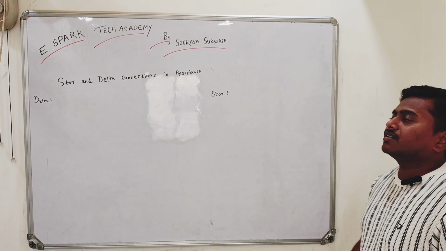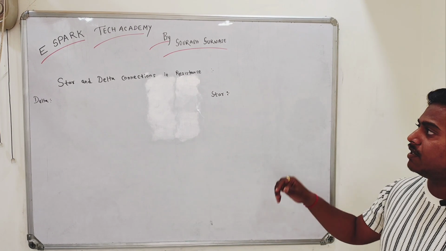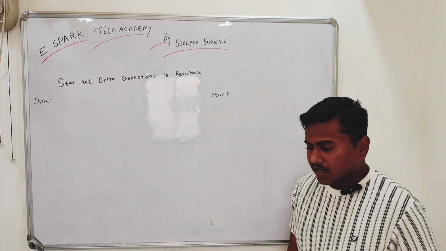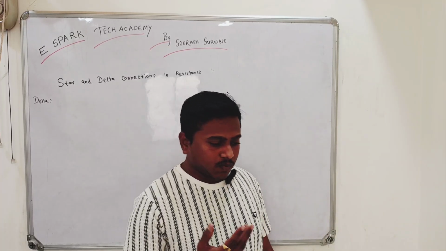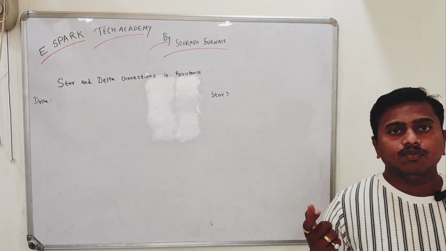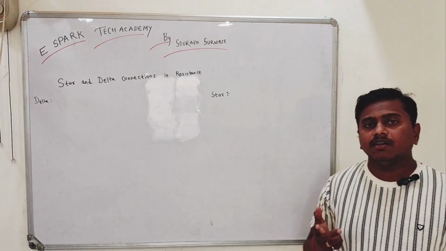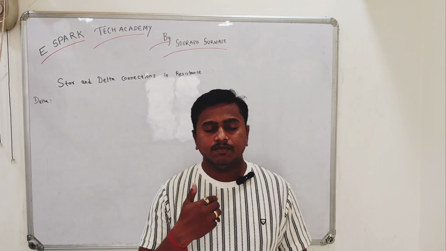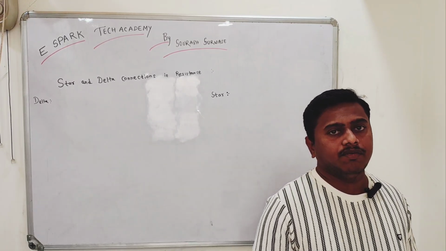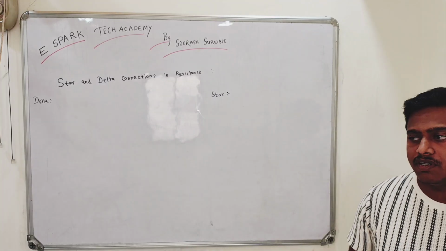Good afternoon, guys. Today we will be going through star and delta connections in resistance, and what the voltage relations are with respect to phase and line current, and the current relations with respect to I line and I phase, meaning line currents and phase currents.